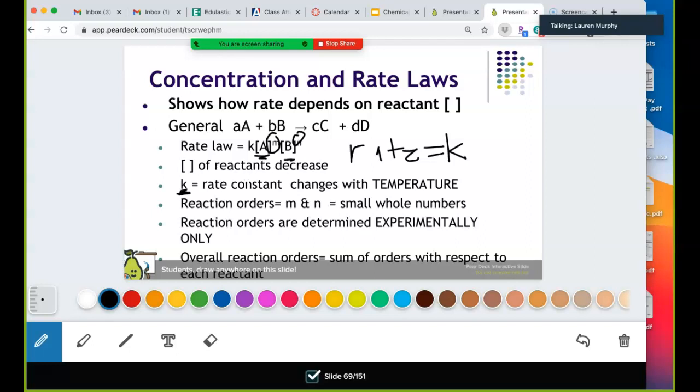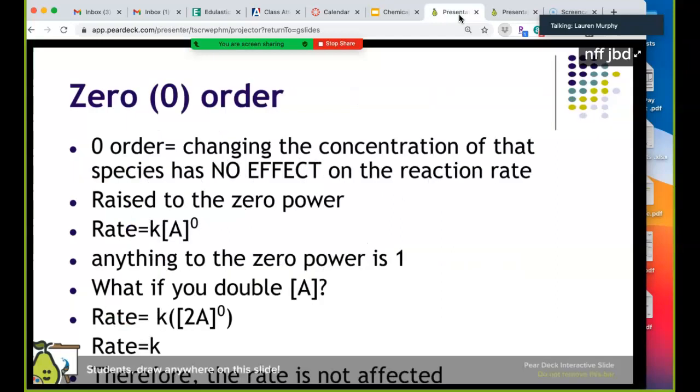Okay. And the way that they find these M's and these N's, these orders, is by actually performing the experiment. And that's what we're going to show you today. Them doing a bunch of different experiments to determine the rate law for the reaction by finding the orders. So kind of bear with me as we go through this.